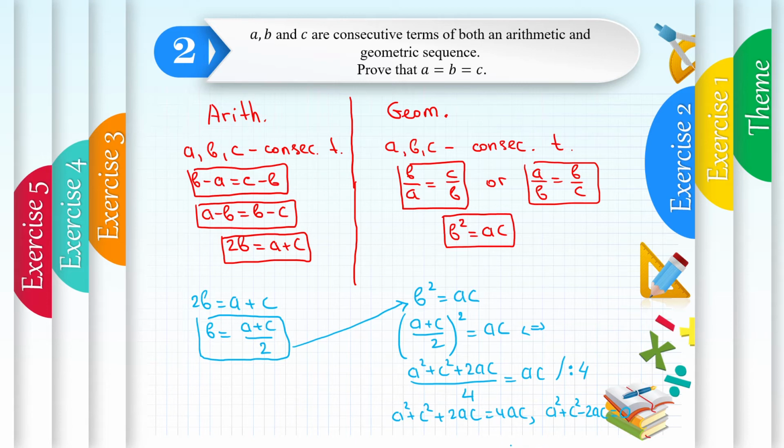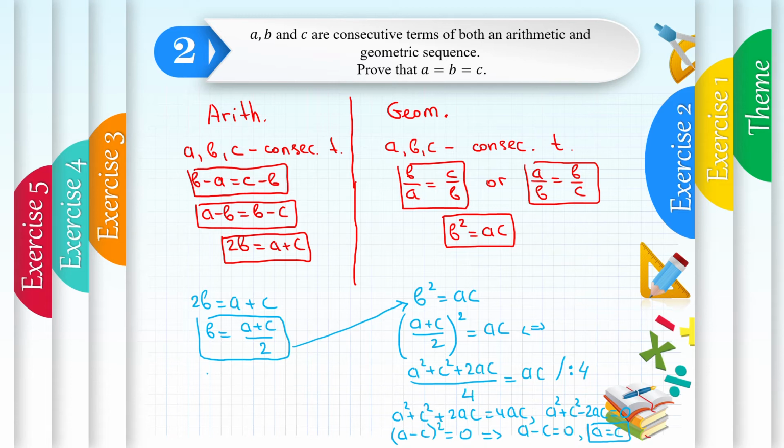But a square plus c square minus 2ac in fact is (a minus c) square. So (a minus c) square equals 0. This implies the only case that a minus c is equal to 0, which is equivalent to a equal to c. So we proved that a is equal to c.